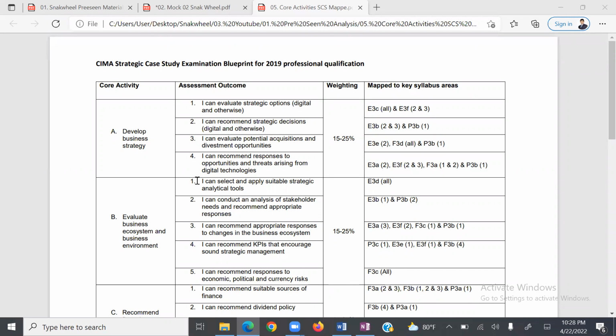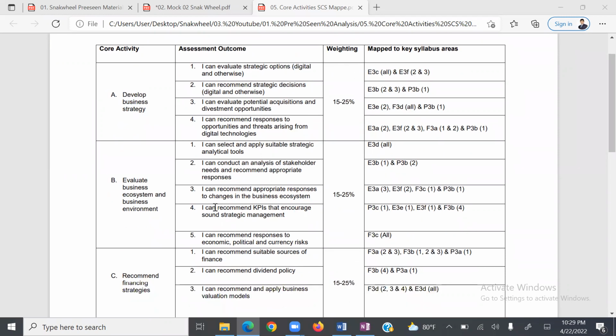So today I did the core activity B1, suitable strategic analytical tools. After that, I went to recommend strategic decision, A2, strategic options. And then you recommend KPIs to encourage sound strategic management. Because the problem is, if you learn by this, your exam concentration will get affected, because they don't specifically give one activity only.